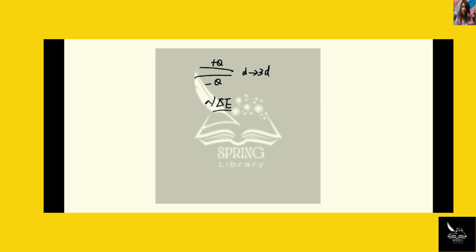Delta E over, let's just say, E later over E initial. Part B is how much work must be done to increase the separation. And we know the area is A.